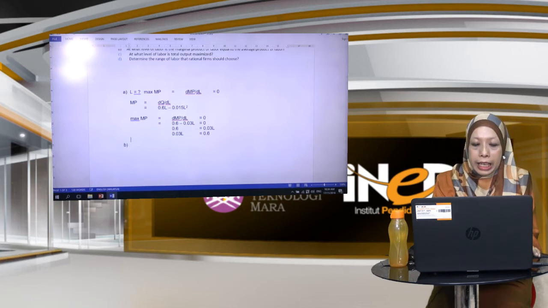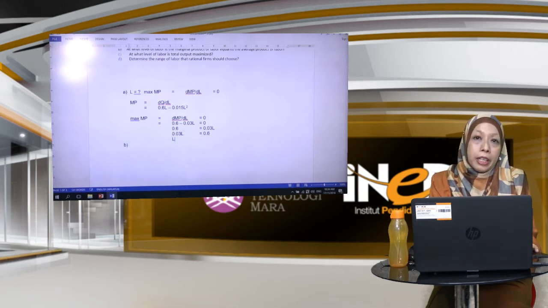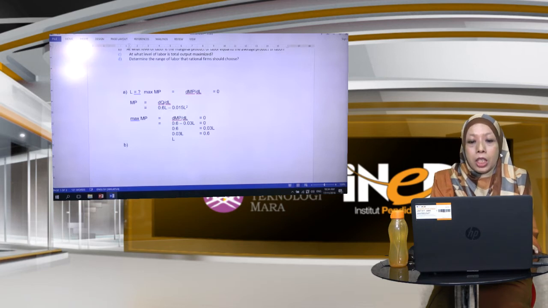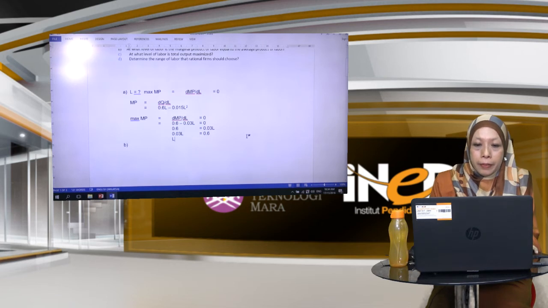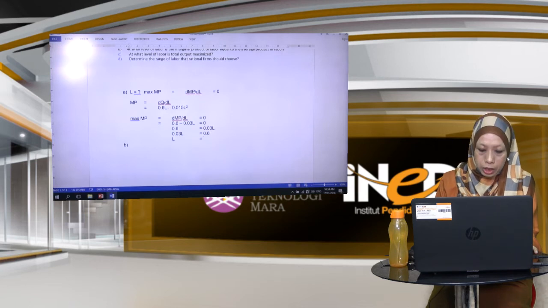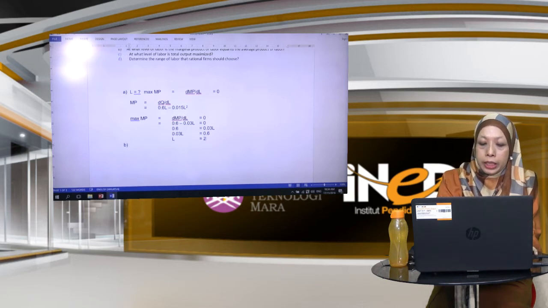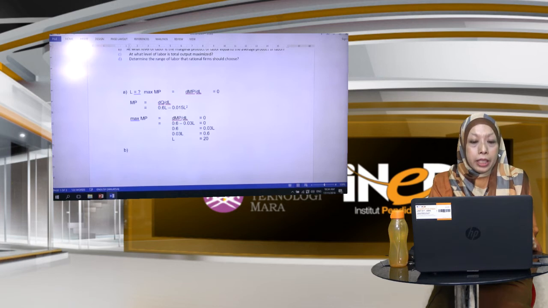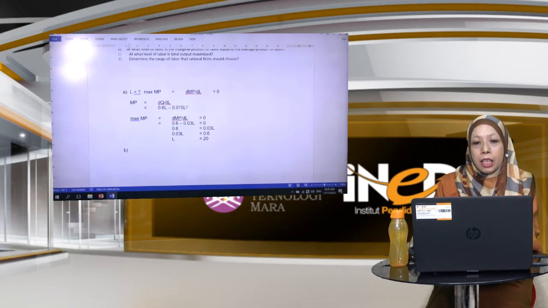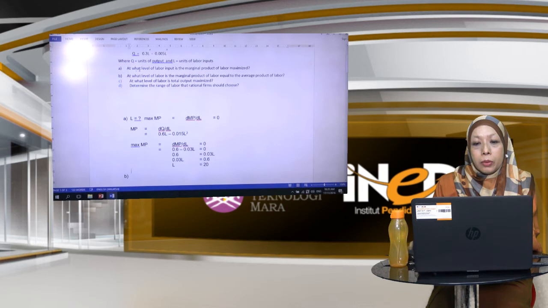If you want to find L, you need to divide both sides by 0.03. When you divide the left hand side by 0.03, that's where you get L, and when you divide the right hand side of the equation by 0.03, that will give you a value of 20. So this means if you want to maximize marginal product, the total number of labor should be 20. That's how we answer question number 1.